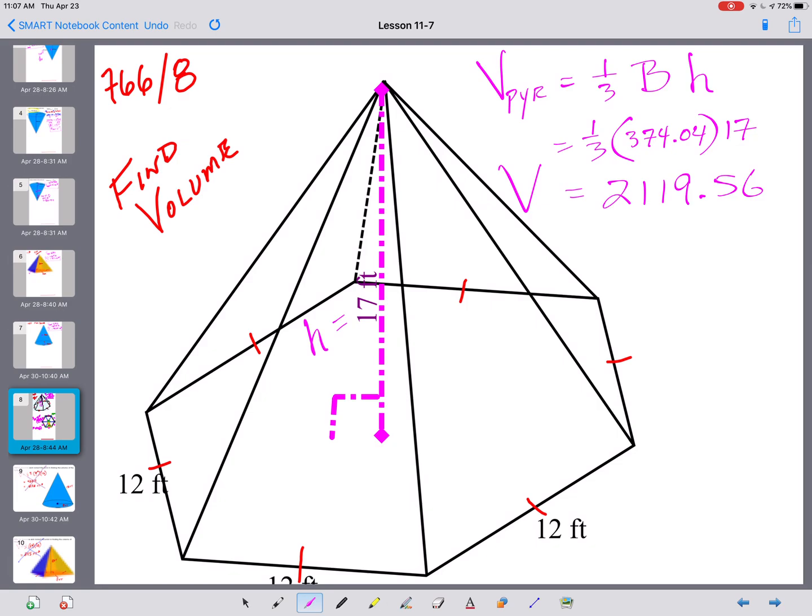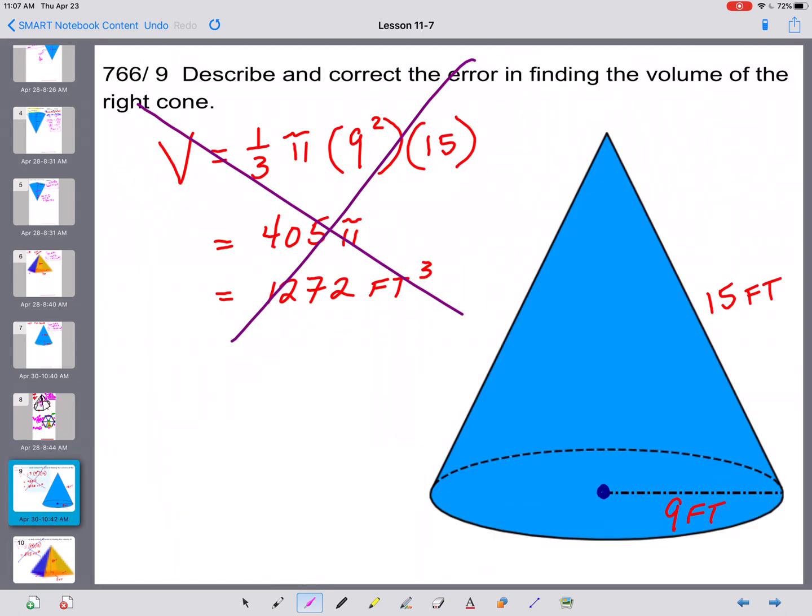2119, little extra. How about our units? Yeah, it's going to be feet cubed on that one. There it is. That was problem 8. Okay, on 9, they did this wrong. They want us to find the error. They want us to find the volume of the cone. What did they do wrong?